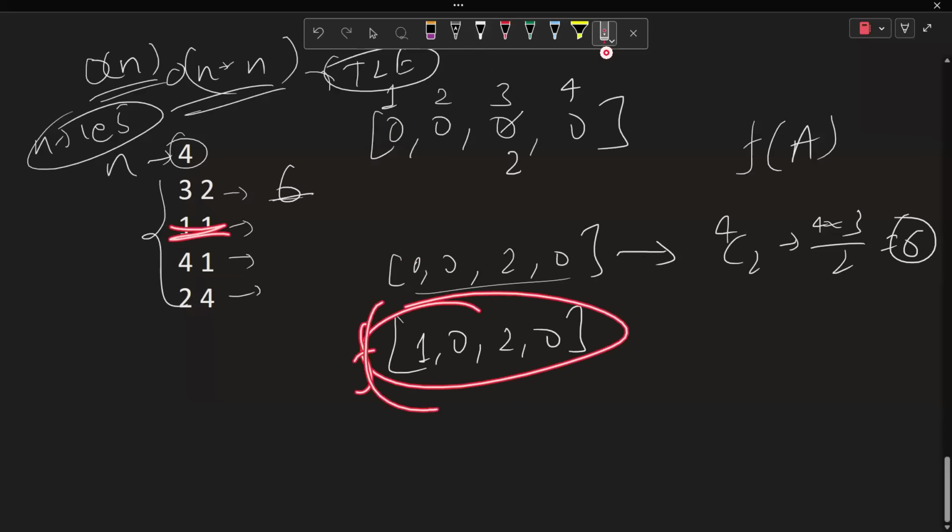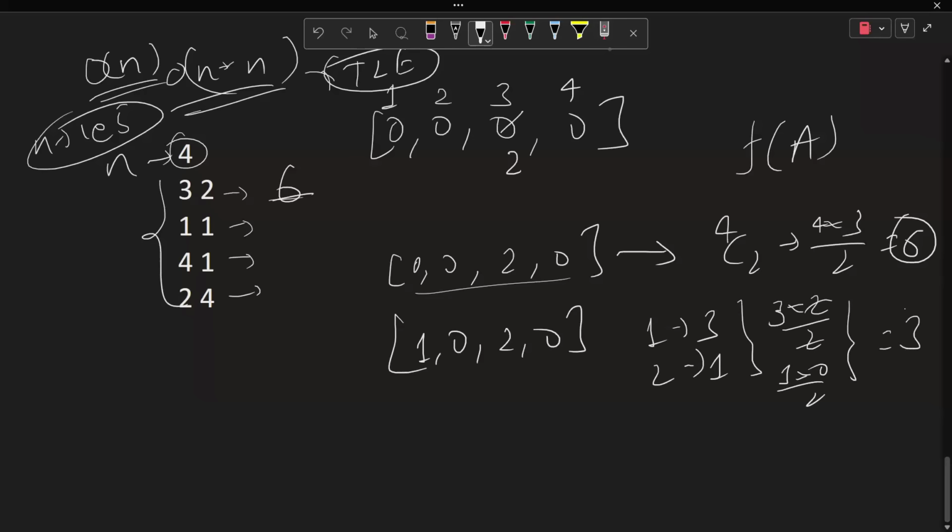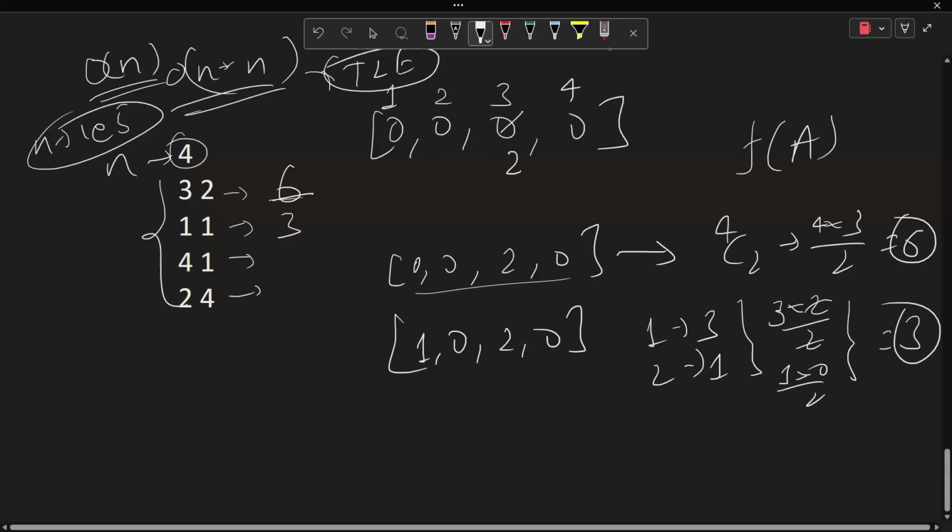Now calculate the F value for this array. There is a 1, there is a 2. So you can either replace both the zeros by 1 or both the zeros by 2. It would remain the same. After that, you would get the frequency of 1. Let's say you replace them by 1. Frequency of 1 would be 3. Frequency of 2 would be 1. Overall, it would be 3 into 2 by 2, and this would be 1 into 0 by 2. So overall, it would be 3. So for this, your answer is 3.